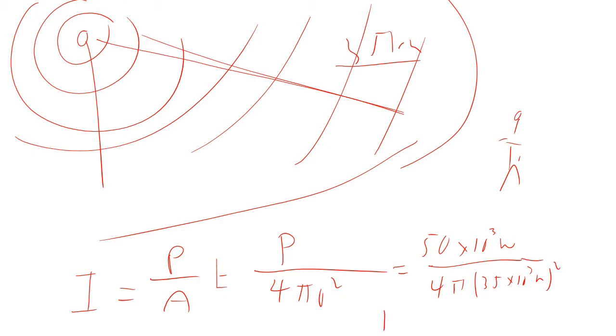And so what we find is that the intensity is going to be 3.25 times 10 to the minus 6 watts per square meter. So that's the intensity. The intensity is the magnitude of the Poynting vector. So we know if we've got an antenna here that we've got a voltage here.